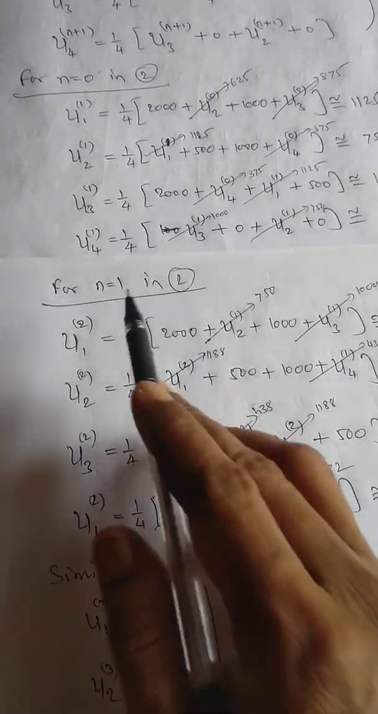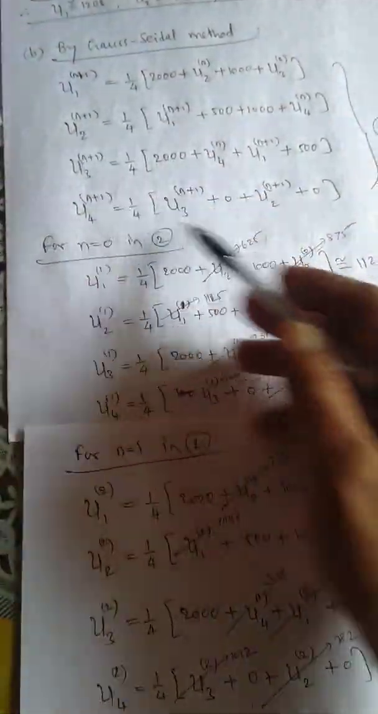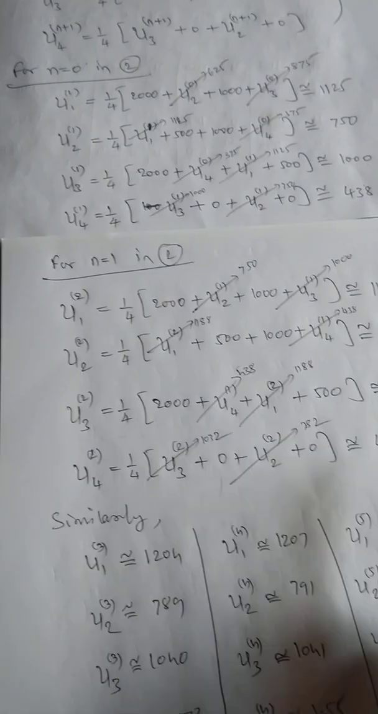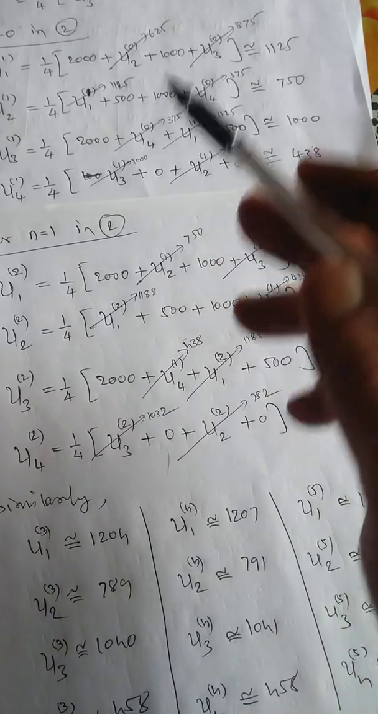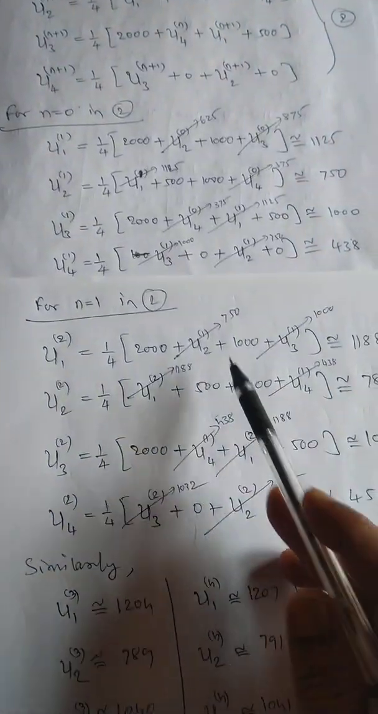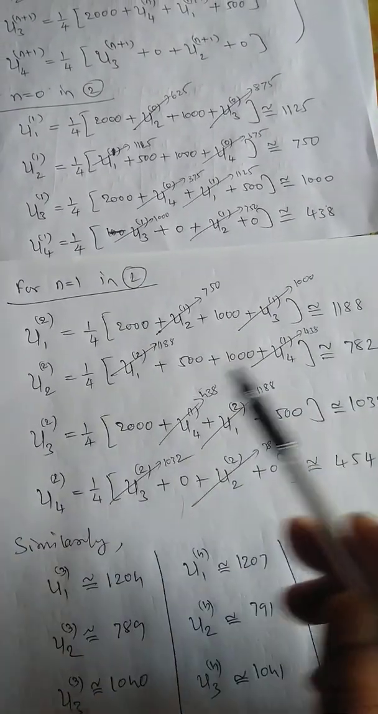n equal to 1 in the Gauss-Seidel system of equations. In this you put n equal to 1. Putting n equal to 1, you have U1(2), U2(2), U3(2), U4(2), and substituting the previous values in U1(2). Okay, so by these equations, substituting U2(1) and U3(1) from previous values, simplifying, we have 1188.